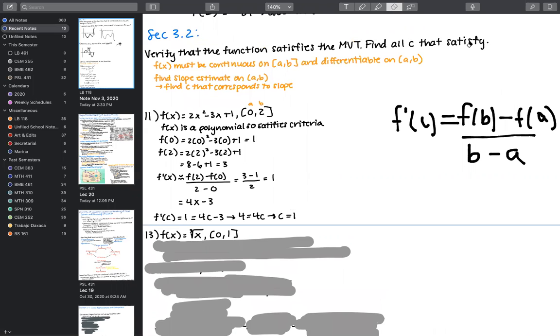I didn't write out the full question, but the rest of the question didn't give any more context, in my opinion. But if you want to see specifically what an MVT problem, what the question itself would look like, go ahead and look at section 3.2. There's a whole bunch of examples that you can look at.